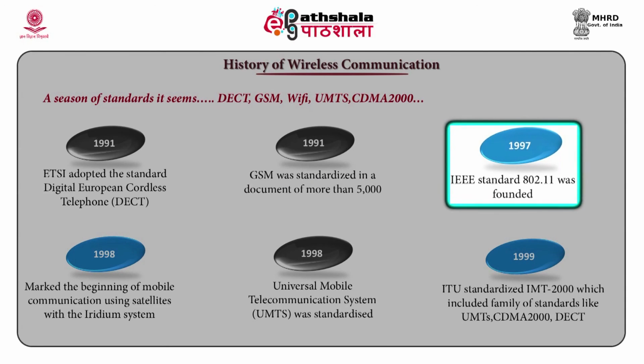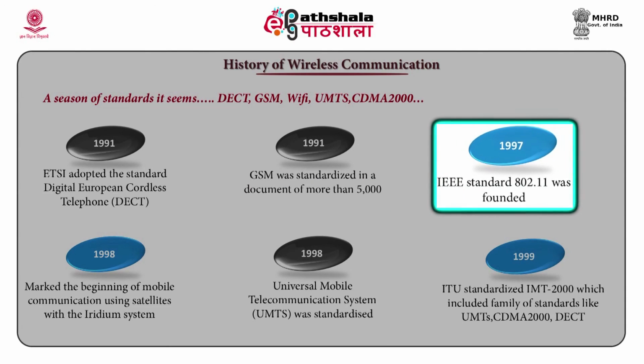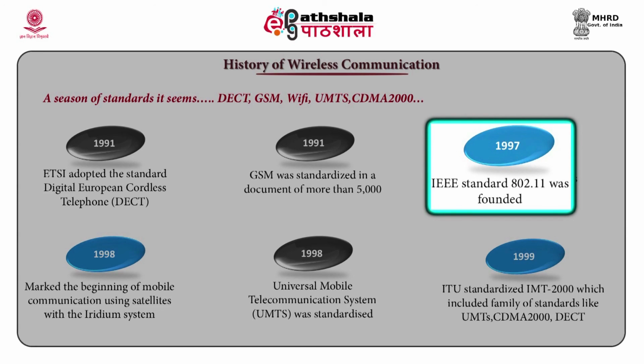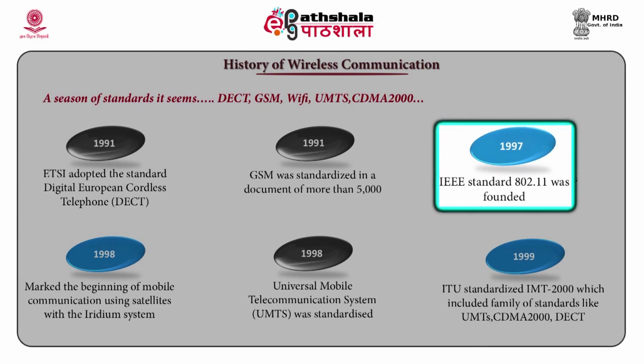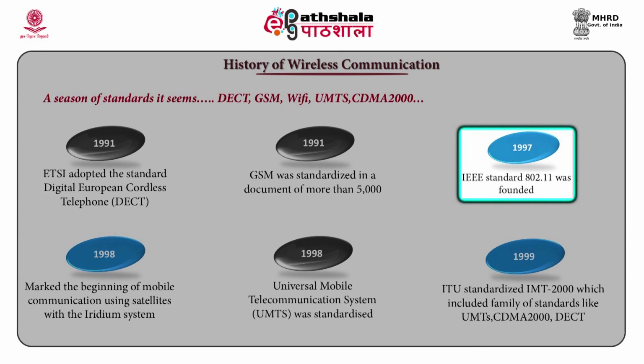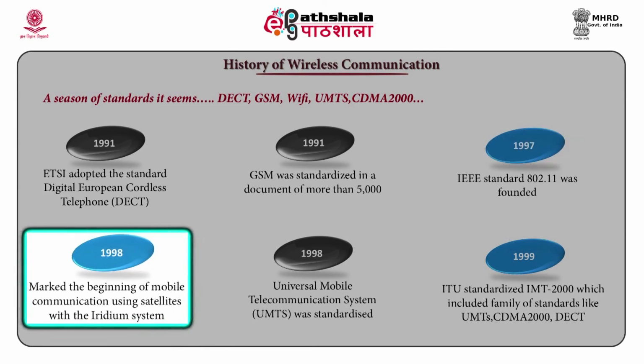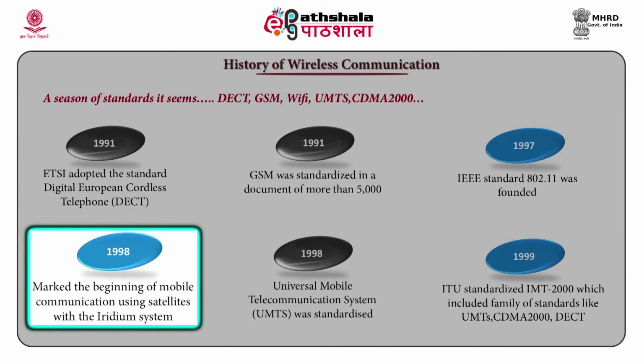In 1997, 802.11 was founded and was a strong contender in local area networks and overtook HiperLAN, which was invented in 1996. Wi-Fi or IEEE 802.11 used 2.4 GHz license free bands offering a data rate of 2 Mbps to 10 Mbps. In 1998, mobile communication using satellite was started with the invention of Iridium systems.